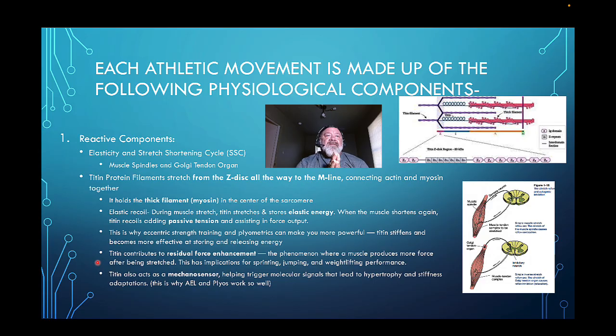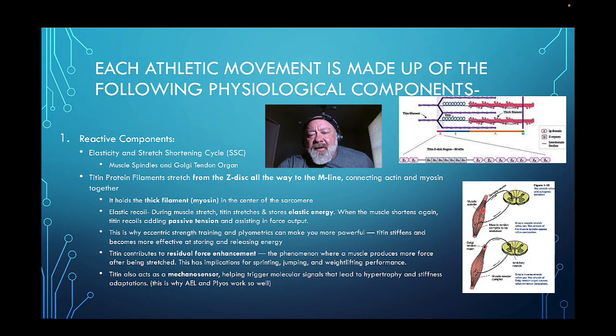If you're trying to improve a vertical jump, strength is important. Reactive components are important, but not as much as if you're trying to improve your one foot jump. Anyway, get the book and you'll get more of that. But the reactive components: elasticity and the stretch shortening cycle, muscle spindles and Golgi tendon organ.